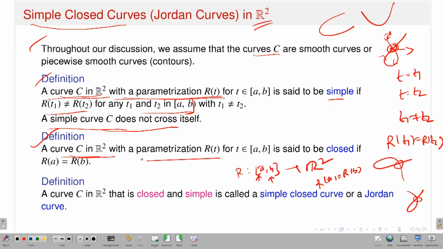So a curve C in R2 with parameterization R(t) is called a closed curve if R of a is exactly equal to R of b. And what is simple closed? It should be simple, that means injective, and at the same time closed. That means the value the parameterization takes at the left endpoint, where it started, should be exactly equal to the value at the right endpoint, where it ends. So the value of R at a is the same as the value of R at b. That is exactly what I have written. So a curve C in R2 is said to be closed and simple if that curve is both closed and simple.